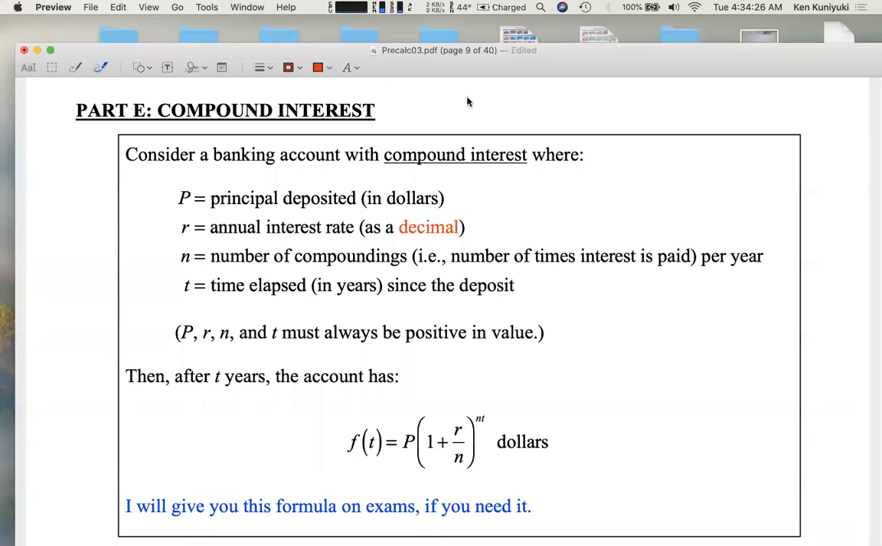Hi, everyone. We're continuing and finishing with 3.1 on exponential functions. So here, a key application with money, compound interest, the idea that interest can be paid on interest.